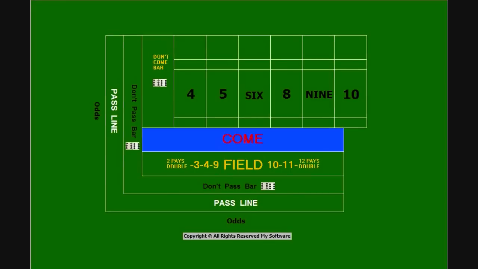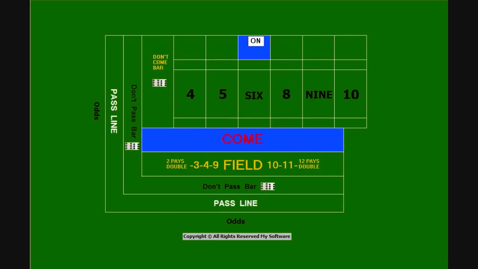When the point number is rolled on the come out roll, the puck is turned on, marking the point number. If 6 is rolled on the come out roll, the puck is turned on marking the point number 6. Once the point number is marked, it's no longer the come out roll. Now, player come bets are allowed.